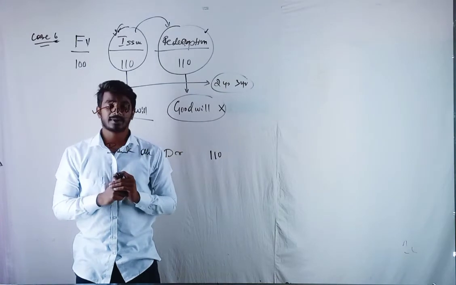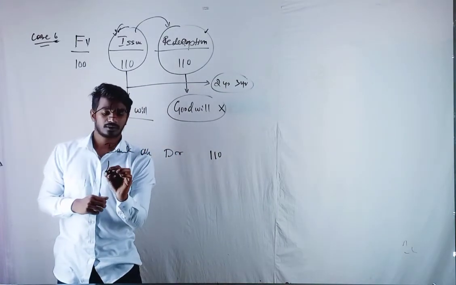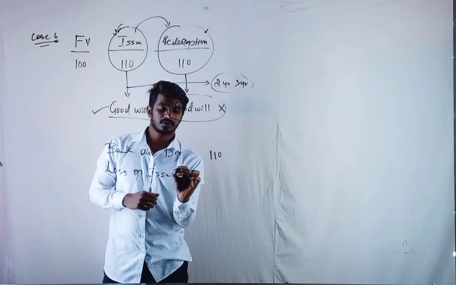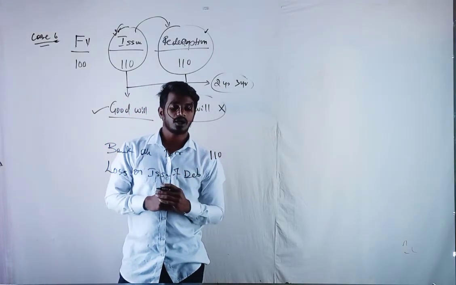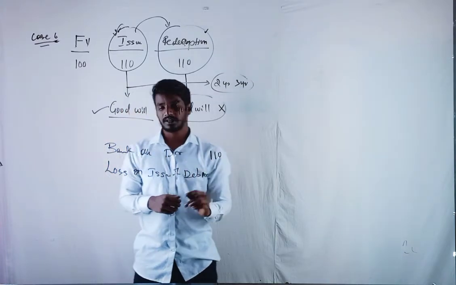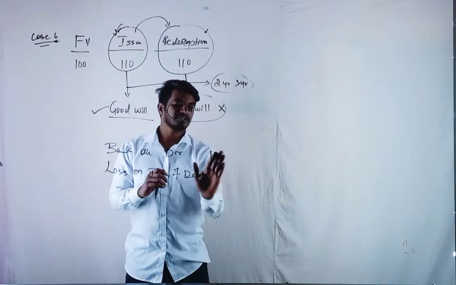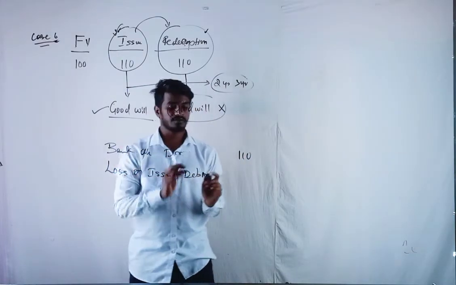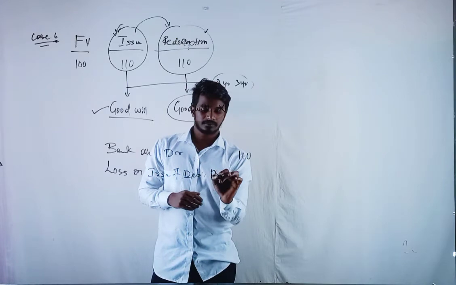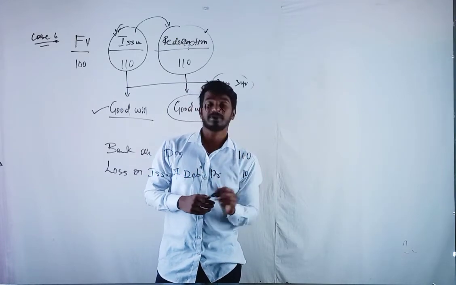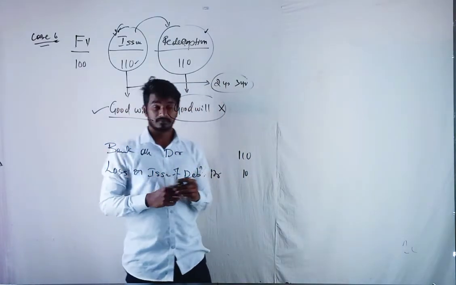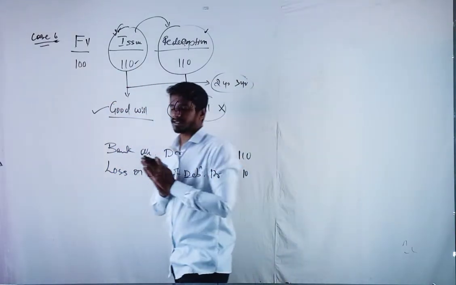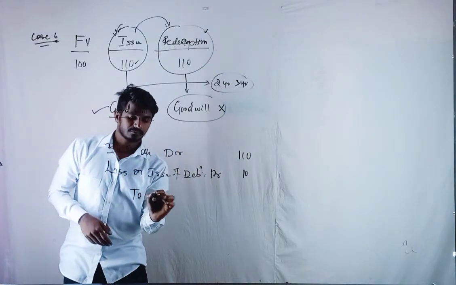And we have capital loss also. Loss on issue of debenture debit. Let us take some more space. 110. Loss on issue of debenture debit, rupees 10. At the time of issue we have a loss of rupees 10. Is that right? Yes.